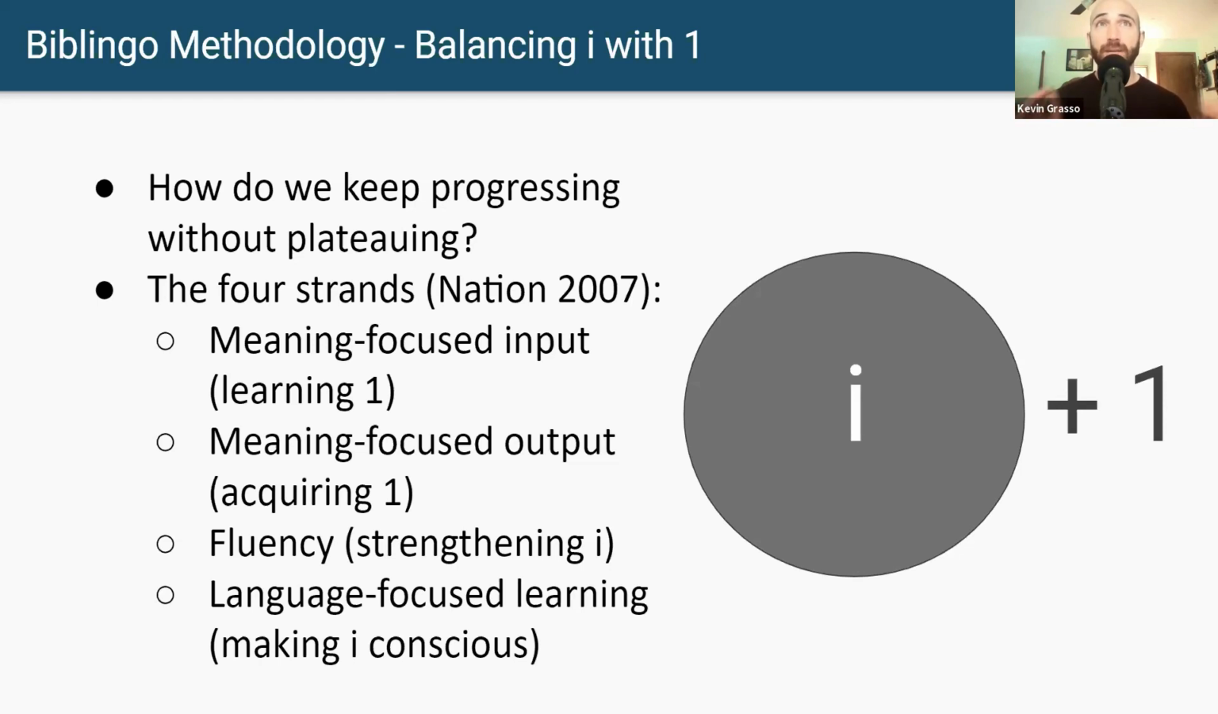But the idea is just that meaning focused input, you can learn what one is, right? It's only through input that you can get new structures and information, right? Meaning focused output is allowing you to acquire one as quickly as possible, right? So making one a part of I. And fluency is making sure that you don't lose anything that you've been learning, okay? And then I said for language focused learning, that's making I conscious. So it's talking about the grammar, for example. So this is more of the traditional methodology is really what would fall under language focused learning, okay?